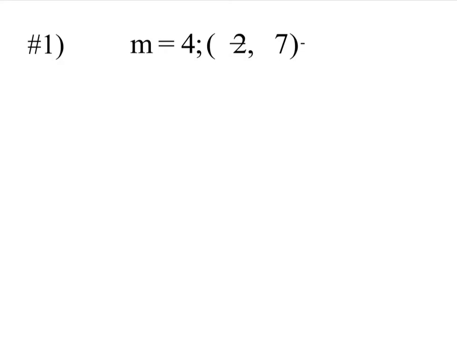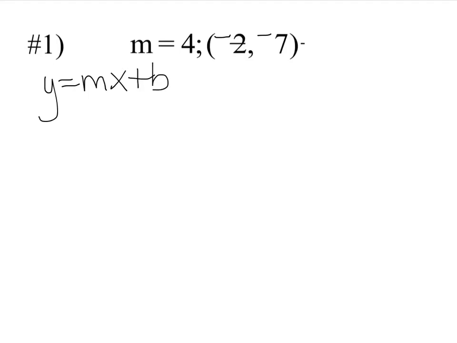This is the video for the 7.4 to 7.7 study guide. Okay, here they give us the slope and a point, and the point is -2, -7. It's hard to see here. And they are asking us to put it in slope-intercept form, which is y equals mx plus b.